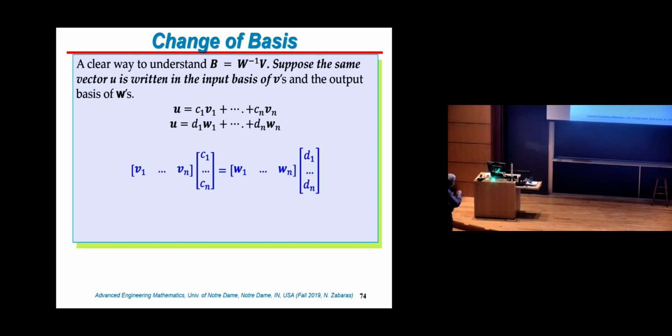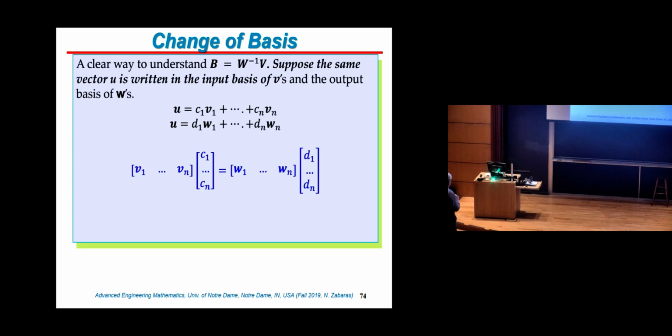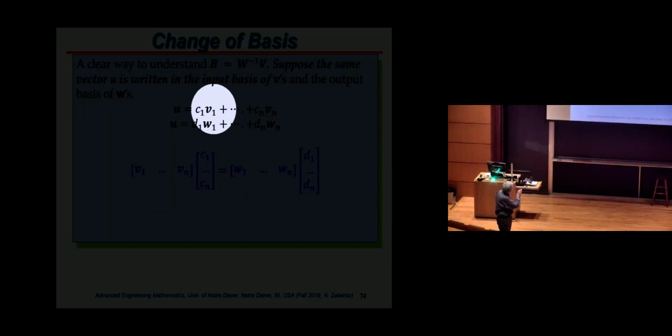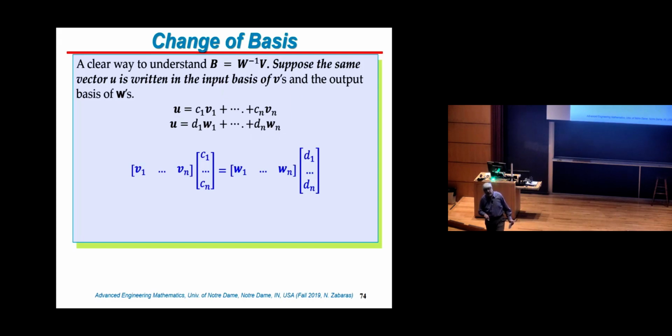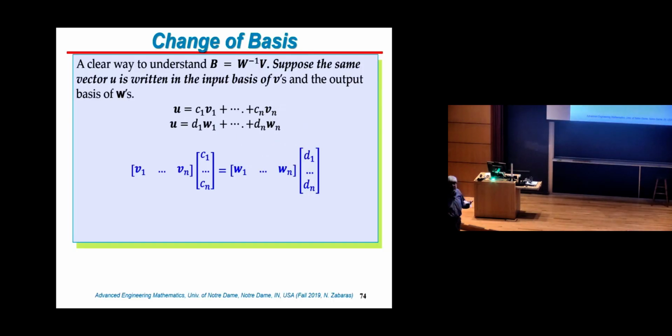Okay? So what have I done on the left-hand side, and what have I done on the right-hand side? Look at it and tell me. What is C1 to Cn? Look at that equation there. All right? So what is C1 to Cn? Is the representation of u on what basis? Say it. C1 to Cn is the coefficients representing u on what basis? V. And what is D? Is the representation of the same vector u on what basis?